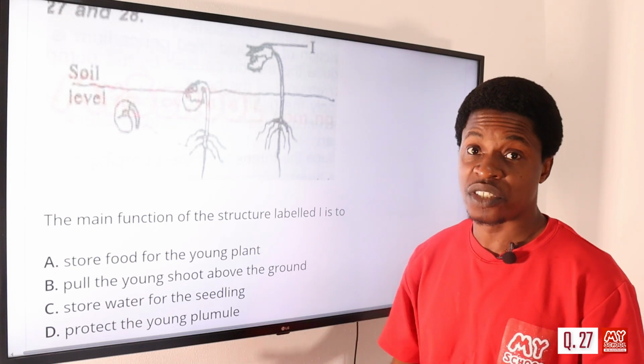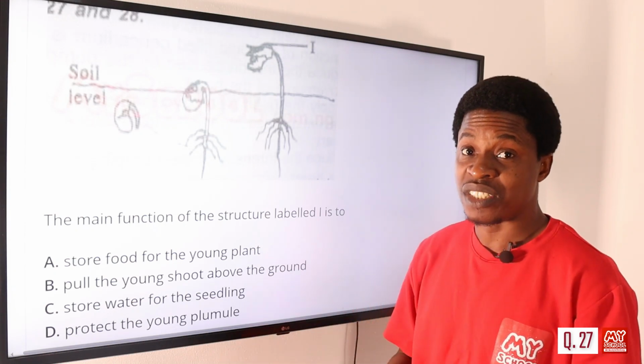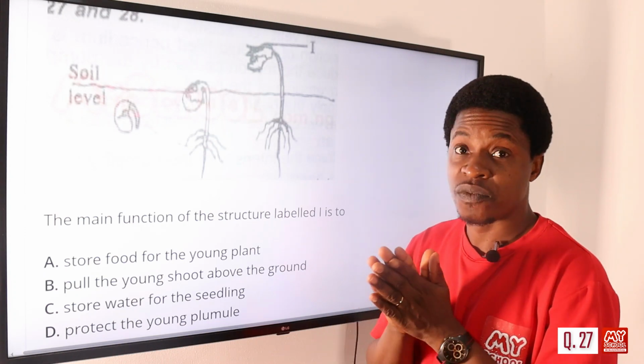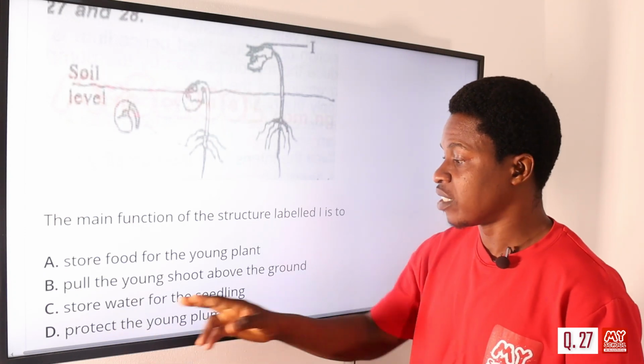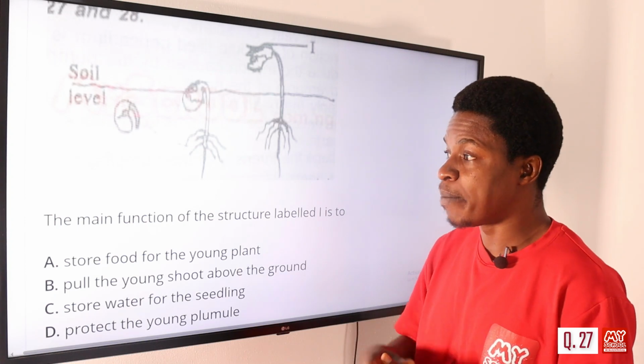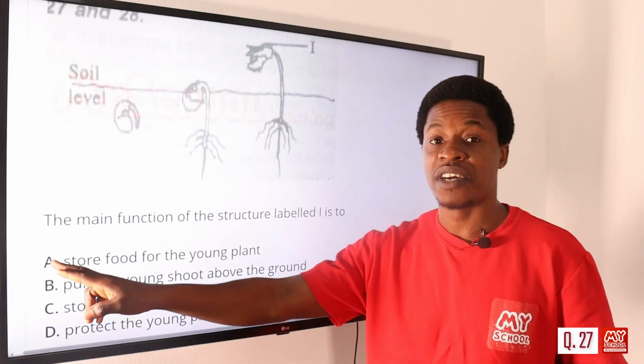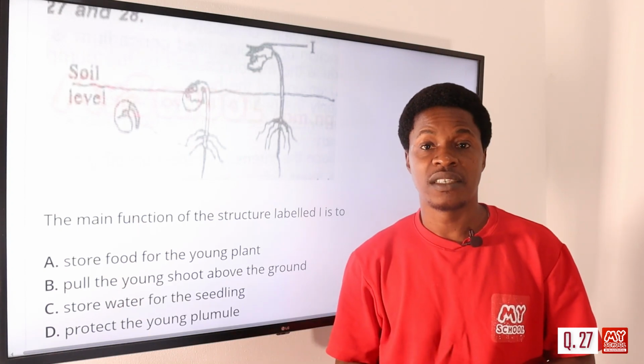It's part of it because the water is also needed. But the major thing is what? Both the water and all the nutrients are referred to as what? Food. And then we say protect the young plumule. So the major function is actually to store food for the young plant. So the correct answer is option A.